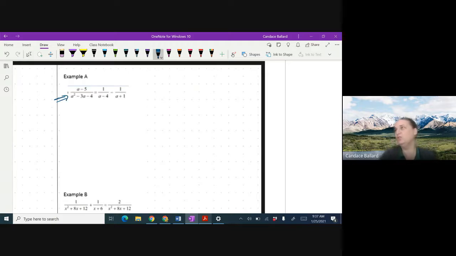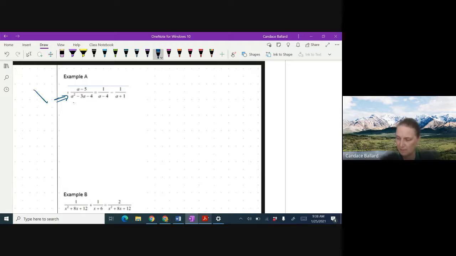What do you guys think we should do with that trinomial? What are you dying to do now that you see every trinomial? What do we have to try? Yes, we must do a magic X. We're going to factor it first, okay? Then do our circling, then multiply everything by the LCD, okay? But I'm just going to write my factors right underneath this guy right here, okay?